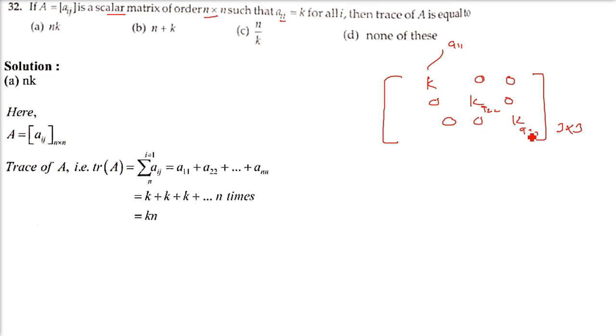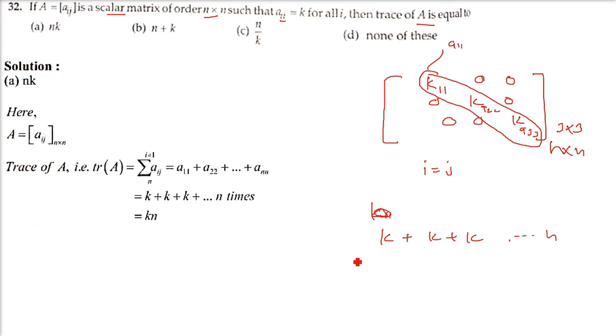I am taking an example of 3 by 3. All the diagonal elements are k. The best way to understand this is, when you have I, k is common. You can take k outside. But what is this trace? k plus k plus k. This is 3 by 3, but I am saying n by n, so it goes up to n. When you take the sigma, it will be n into k. So the answer is A.